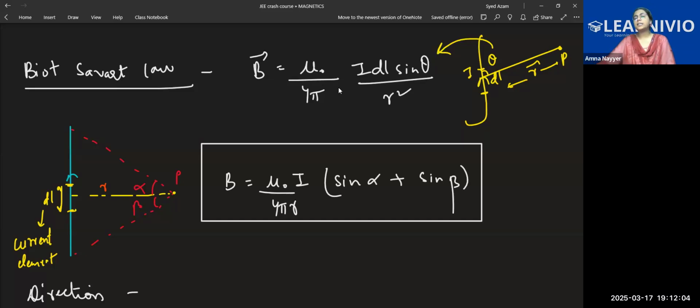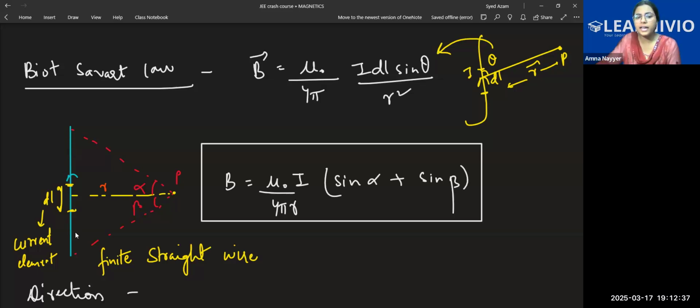Now, there are lots of applications of Biot-Savart's law, and you have used most of these applications in your class 12 exam also. In these, the first one is very important: when you have a line segment or a finite straight wire. This is not there in the board exam, but this is included in JEE Mains and JEE Advanced.